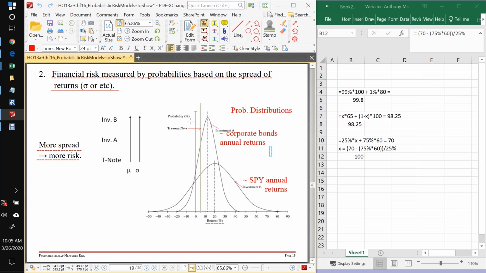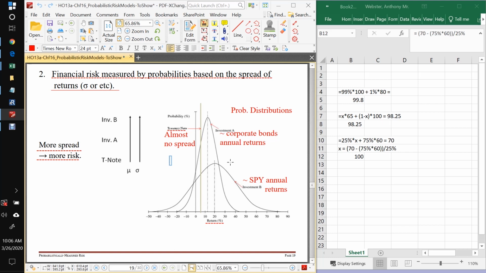And if we look at our third investment here, US Treasury notes, we see there's almost no spread. The reason for that is that, as we know, everybody in the world considers the Treasury the safest investment out there, so the probability of doing better or doing worse is very, very low.